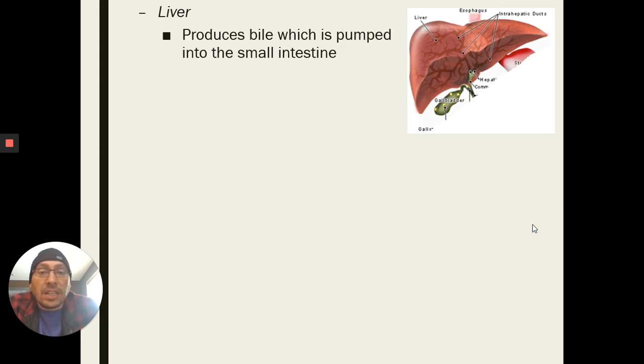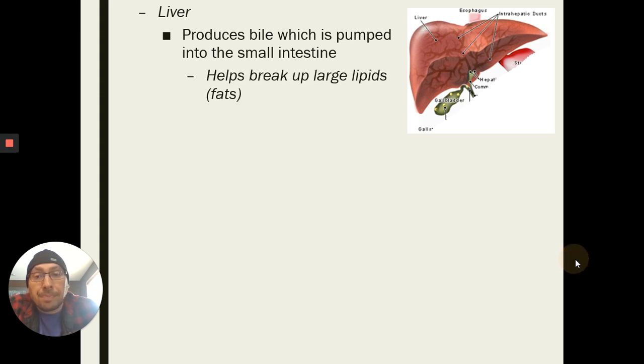The liver is an accessory organ. It produces bile, which is pumped into the small intestine. Okay, and this helps break up the large lipids, or the fats. So the bile is what helps take the fats, the good fats and the bad fats, and helps break them up. Okay, food does not enter the liver.